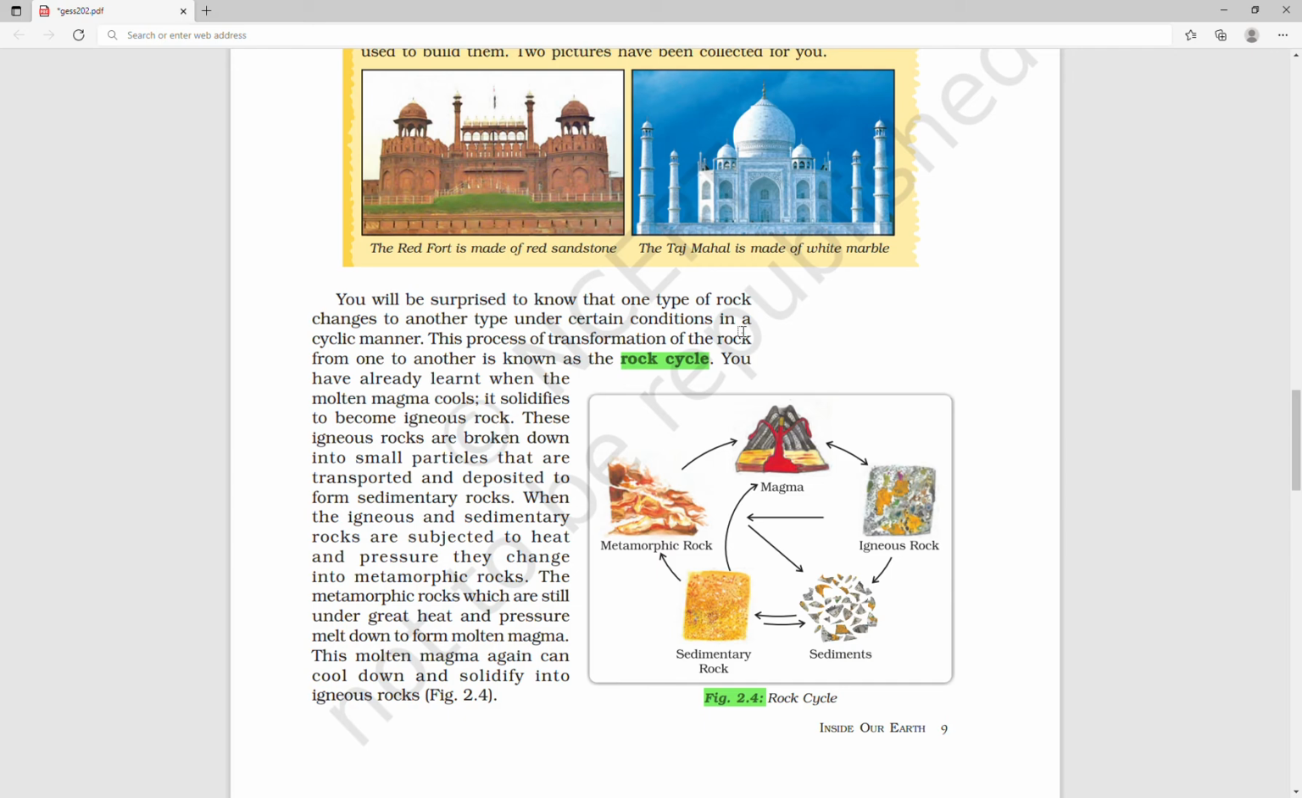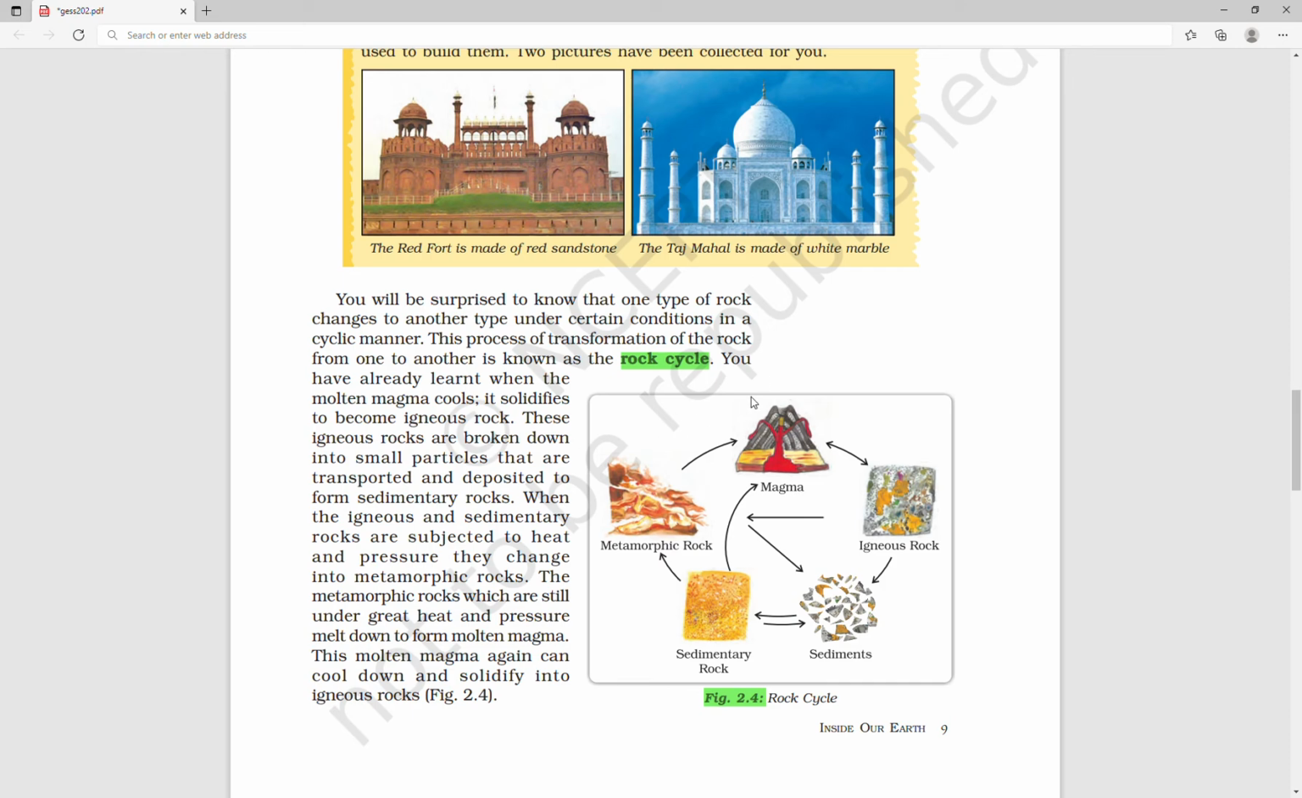Next. You have already learned that when molten magma cools, it solidifies to become igneous rock. These igneous rocks are broken into small particles. They are transported and deposited to form sedimentary rocks. Look, first it starts from magma: magma, igneous rocks, sediments and sedimentary rocks, and then from those we form metamorphic rock.